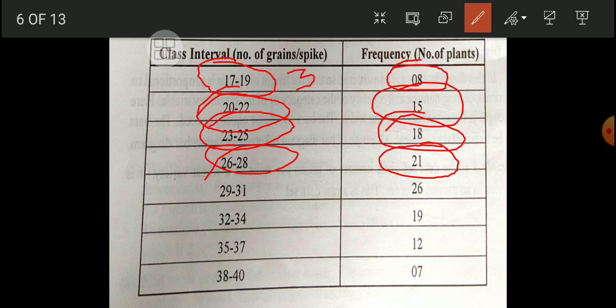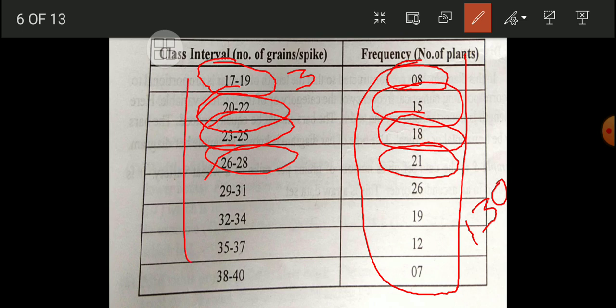Now if we add the total, the number of all wheat spikes, it could be 130. How many classes we have made? 9. 1, 2, 3, 4, 5, 6, 7, 8, 9. Isn't it? Now 130 is there. Next.